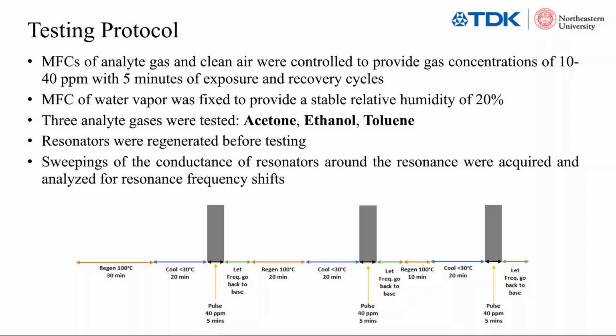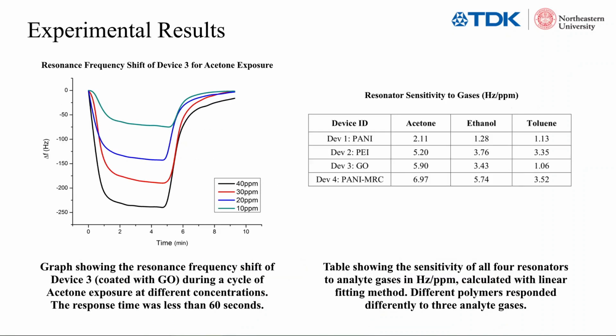Sweepings of conductance of resonators were acquired and analyzed for the resonant frequency shifts. The testing results showed that the resonator showed frequency shifts with aniline gases with a response time of less than 60 seconds. For each exposure, the frequency shift in Hertz was extracted and linear fitted to calculate the sensitivity of the resonators to the aniline gases. It showed that different polymers responded differently to 3 aniline gases.